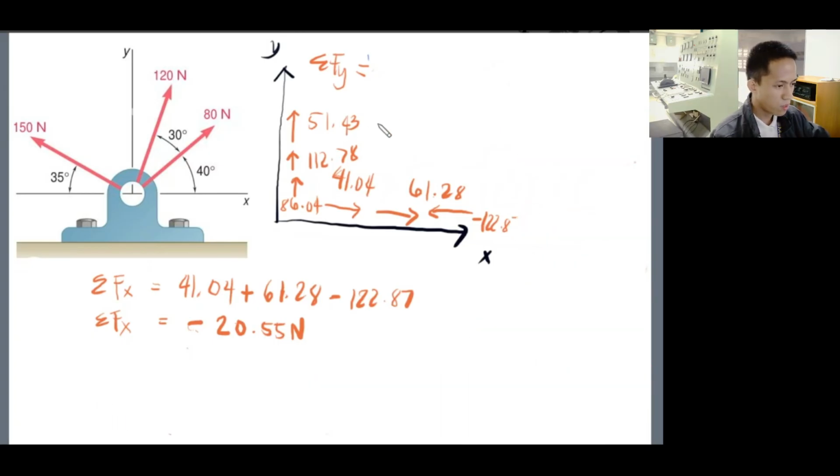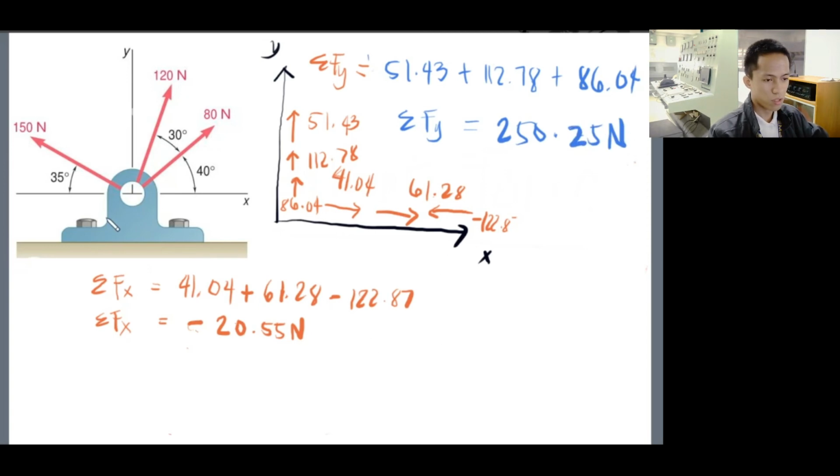Now, using this, so i-add natin lahat ng f of y. So f of y, we have here 51.43 plus 112.78 plus 86.04 Newton. So summation of f of y we have here, so this is 250.25 Newtons.